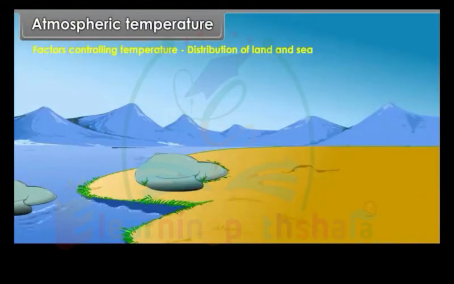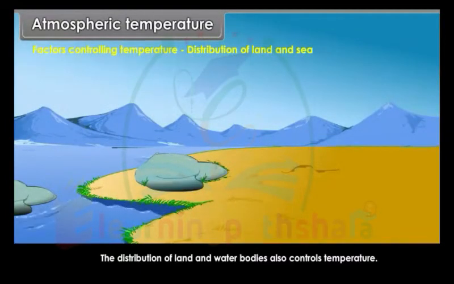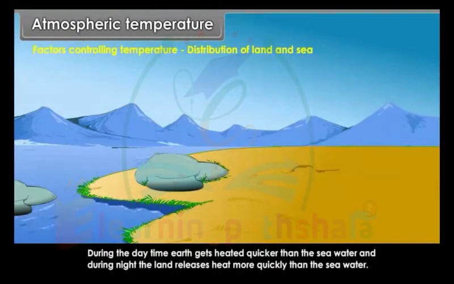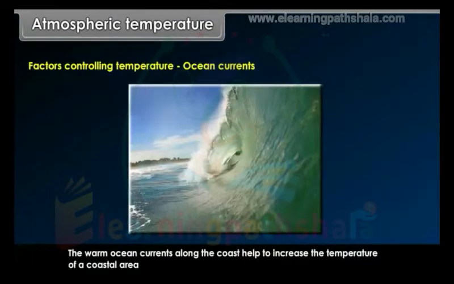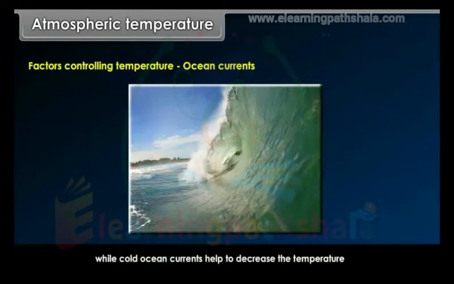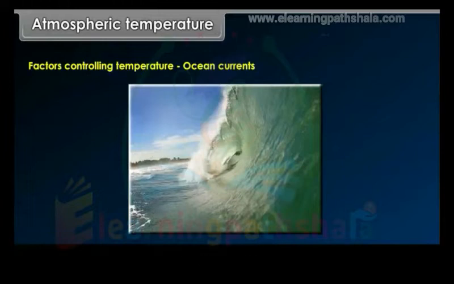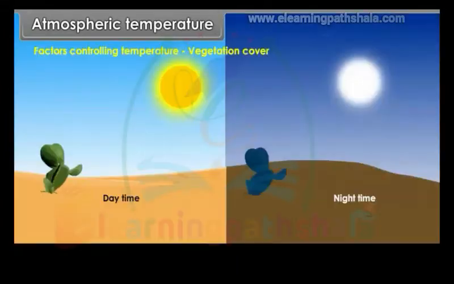Distribution of land and sea. The distribution of land and water bodies also controls temperature. During the daytime, earth gets heated quicker than the sea water, and during night, the land releases heat more quickly than the sea water. Ocean currents. The warm ocean currents along the coast help to increase the temperature of a coastal area, while cold ocean currents help to decrease the temperature of a coastal area.